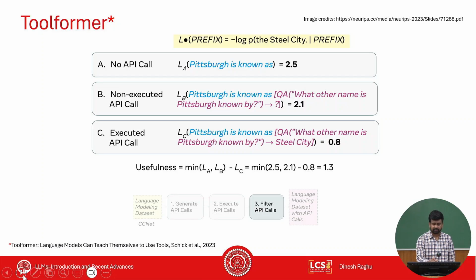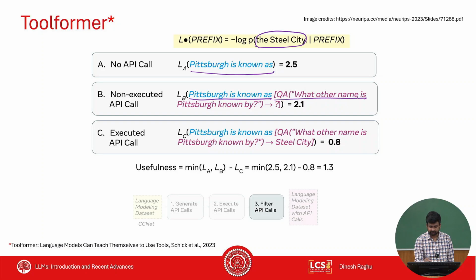What they say is, let's say that with the current language model you have, which is GPT-J for them, you give it the prefix, which is Pittsburgh is known as, and you compute the negative log likelihood of the remaining completion, which is the Steel City, right? Here it says that negative log likelihood is 2.5. Now they say, I'll also give you another input where I give you the sentence and the generated question without the answer, and now compute the negative log likelihood. Here you get 2.1, right?